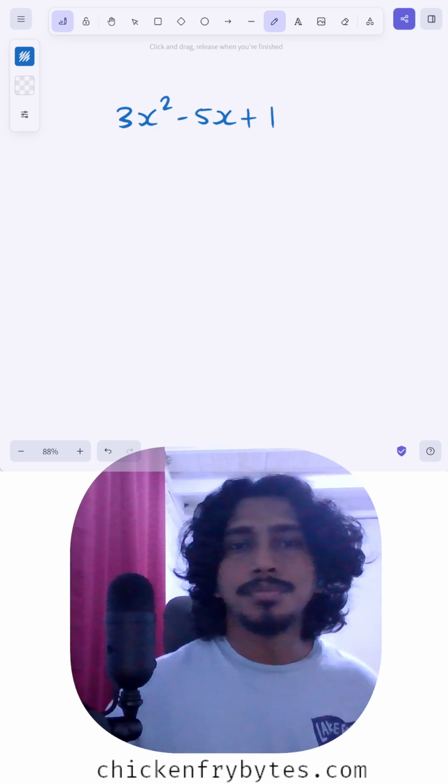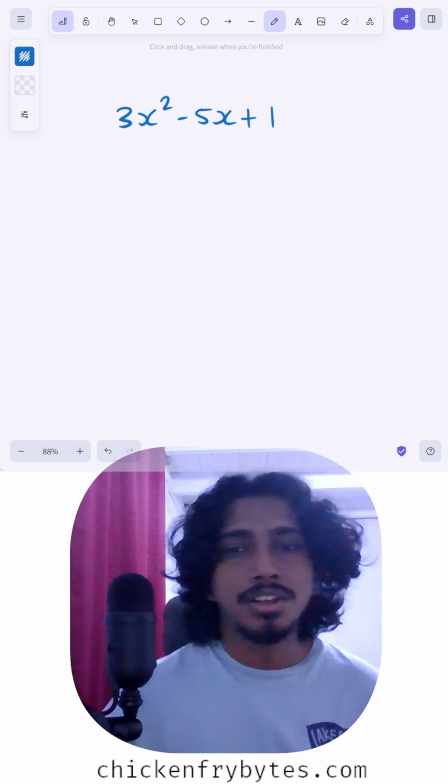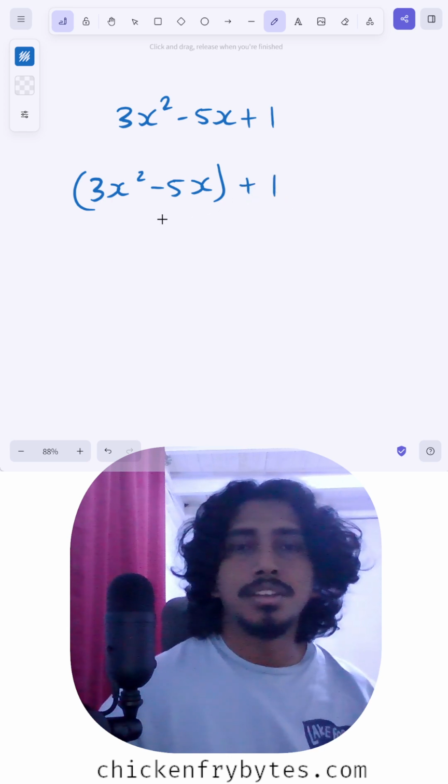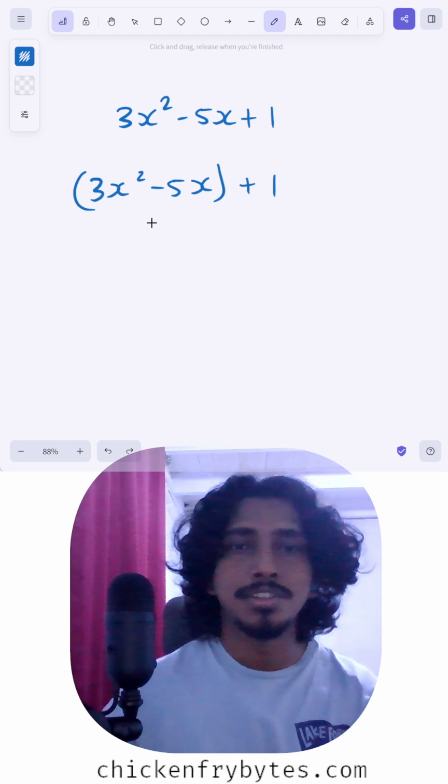Let's do another example, right? So first step, again, we pair off the terms in x. And so we have 3x squared minus 5x paired off. Of course, we have our plus 1 in the corner. Then we factorize out the coefficient of x squared, which in this case is 3.